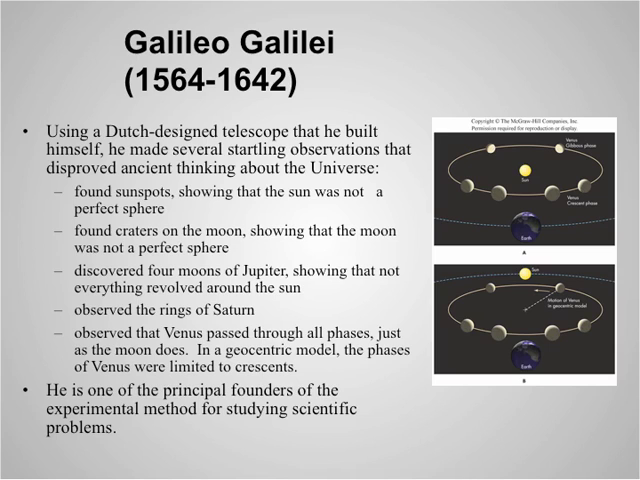This was important because people at the time believed that everything should orbit the Earth. Galileo showed that things orbited other things besides the Earth. The 4 moons of Jupiter went around Jupiter, not the Earth. He also, most importantly, discovered the phases of Venus. This was important because the only way to explain these is if Venus orbited the Sun.